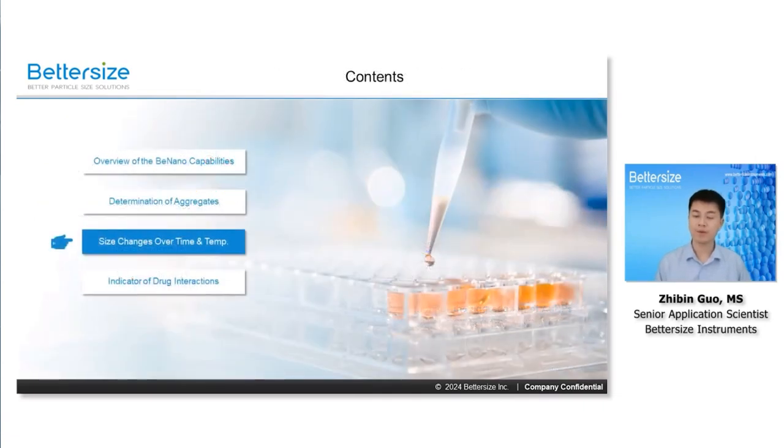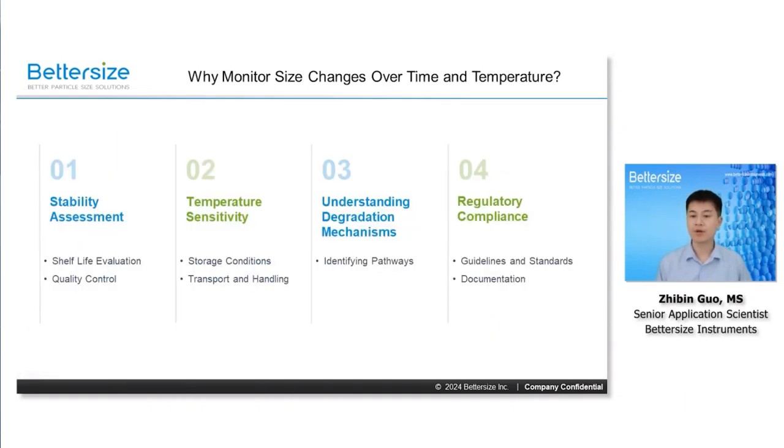In the third part, we will explore the critical reasons for monitoring size changes over time and under varying temperature conditions. Researchers monitor particle size for several crucial reasons. First, it's essential for stability assessment, as changes in particle size over time can affect a product's shelf life and performance. Monitoring helps detect deviations early, ensuring quality control.